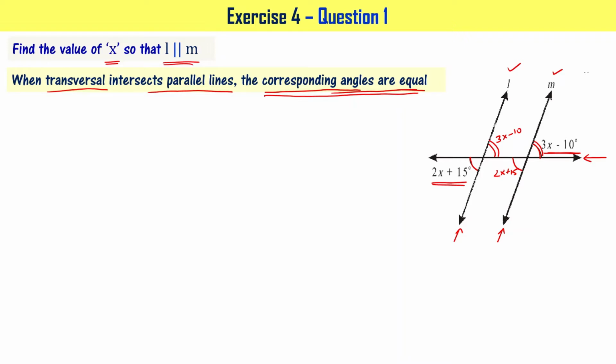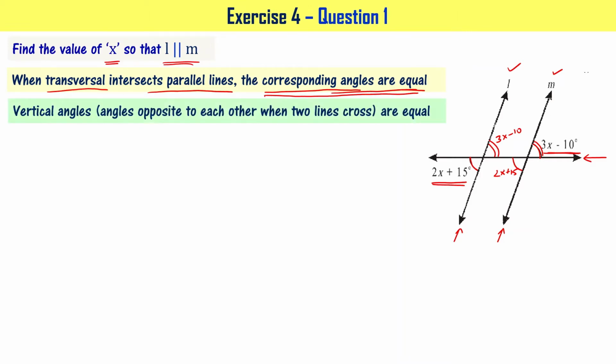Now we have to find a relation between these angles, 2x plus 15 and 3x minus 10. The relation can be obtained as follows. We know that vertical angles are equal. What are vertical angles? The angles opposite to each other when two lines cross. For example, you have two lines crossing, right? The angles opposite to each other are called vertical angles. Those two are equal and these two are equal. Those are vertical angles.